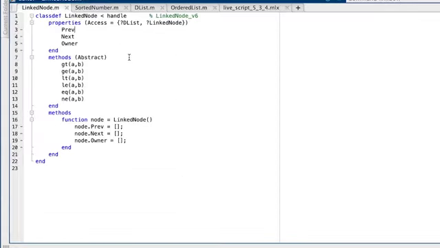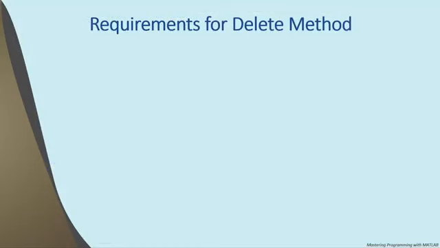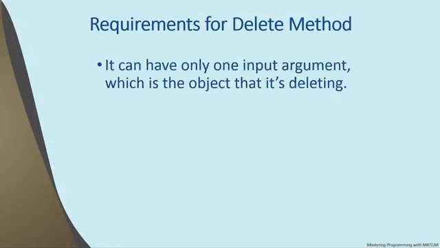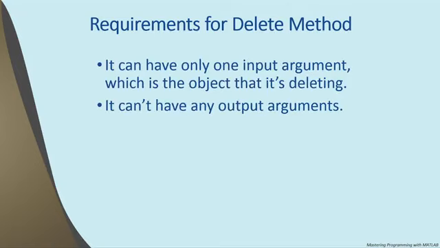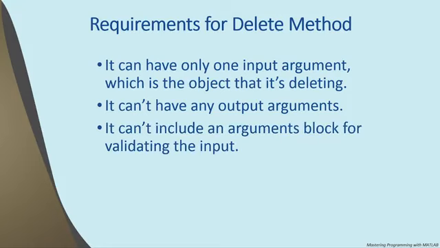And before we put that delete function in linkNode, I should point out that there are a few requirements for a proper delete function. It can have only one input argument, which is the object that it's deleting. It can't have any output arguments. It can't include an arguments block for validating the input, and it can't be declared abstract. You can look up handle class destructor in the documentation to get more details.